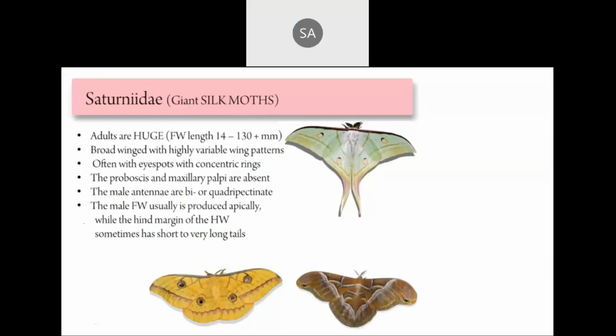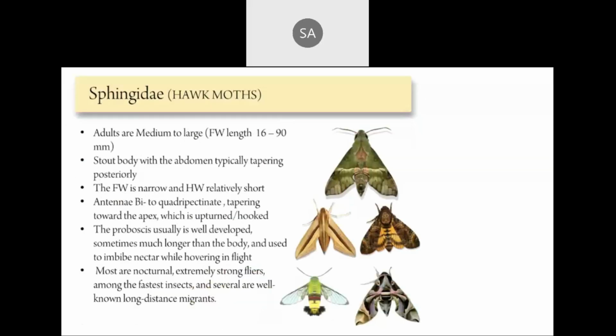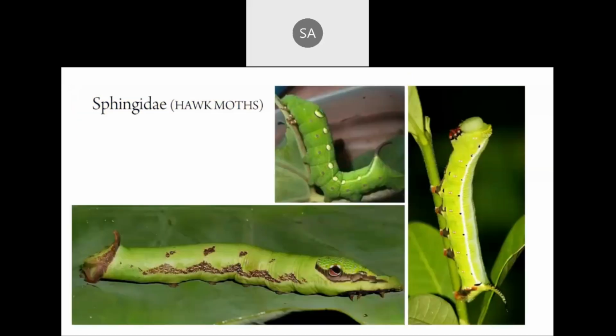So these are the giant silk moths or wild silk moths. So these are economically important also, some of the species of this family. Next slide. Like Antheraea, Samia, they produce silk for us. Then hawk moths. Next.